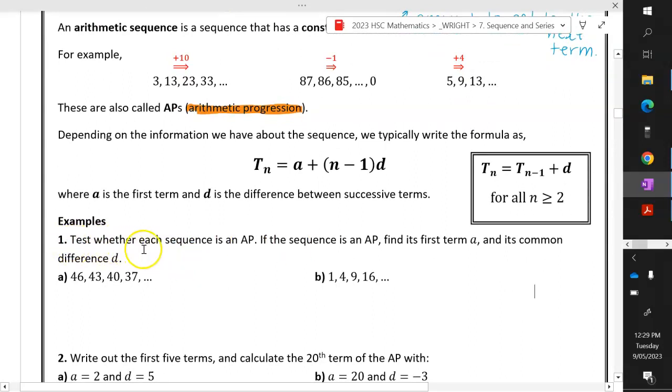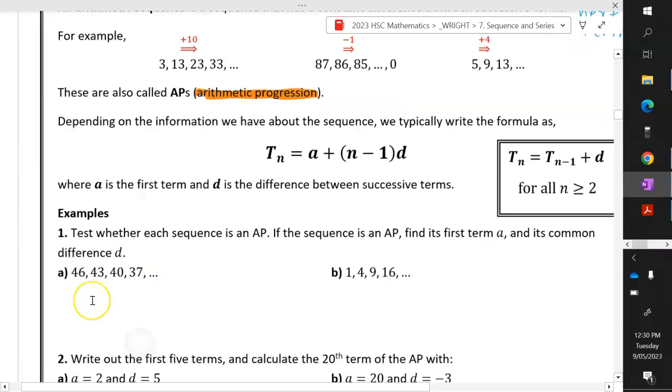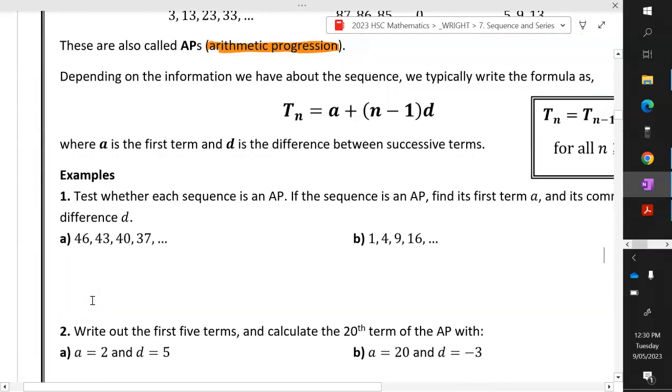Example 1 says to test whether each sequence is an AP, arithmetic. If the sequence is an AP, find its first term and its common difference, D. So to test whether it is an AP, we want to test whether or not the difference between the first and the second term, or two successive terms, is the same as the next two. So we need to look that it happens more than once, and that they're the same, and then we can assume that it's going to follow on and be the same for all of them. If you just test it for two particular terms and not test it again, then it may not apply for all of those values in that sequence.